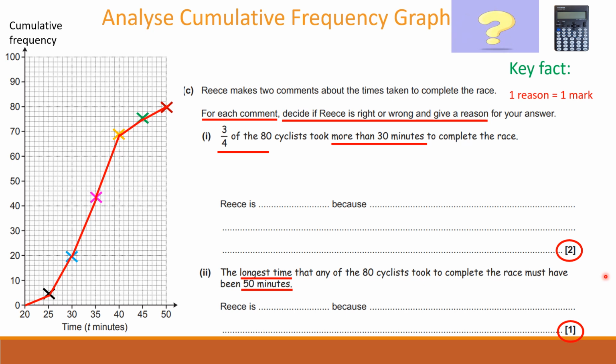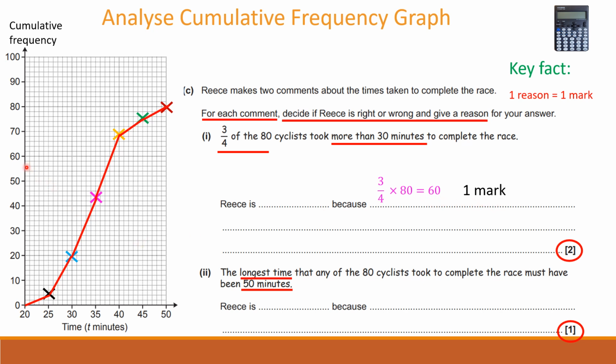Well done guys. So in part 1 we're looking at 3/4 of 80. So we want to know 3/4 of 80 took more than 30 minutes. So to find 1/4 of 80, you're going to divide by 4, and then to find 3/4, we're going to times it by 3. You are allowed a calculator on this paper, but you can do this without a calculator. So 80 divided by 4, halve 80 and halve it again, so you get 40, 20. Then multiply that number by 3, gives you 60. So 3/4 of 80 is 60, and you get 1 mark for stating 60.